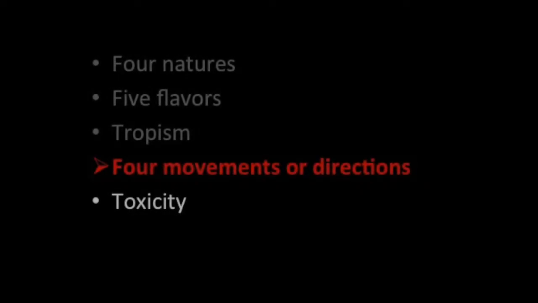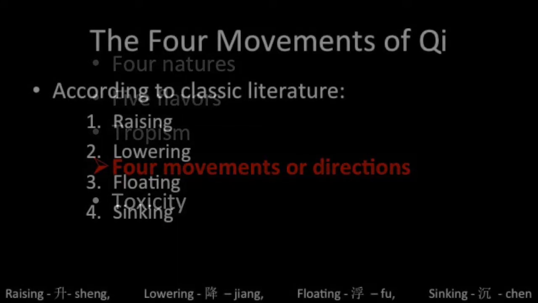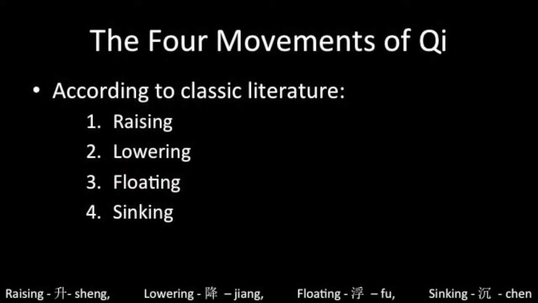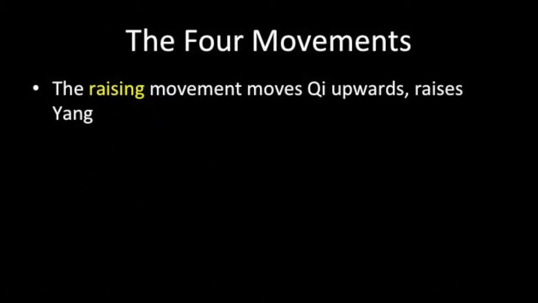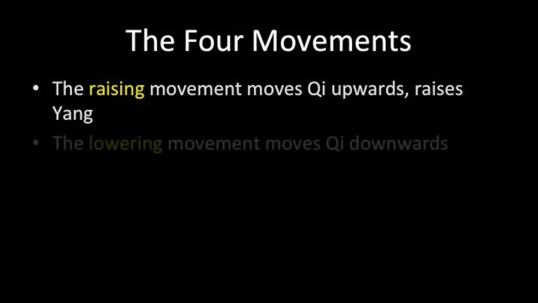The 4 movements or directions. According to the classic literature, the actions of the herbs can give rise to 4 kinds of movements: raising, lowering, floating or sinking. The raising or ascending movement moves the qi in the body upwards. This will help the body expel wind and raise yang.